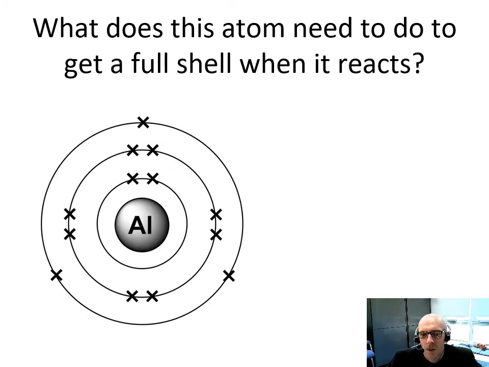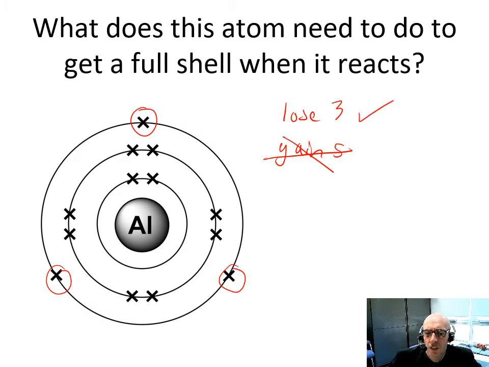Next. What does this one do to gain a full shell? And you can have some thinking time now while you're counting them up. What's the easiest way here? If you need to pause these before I reveal my answer because you're counting, just pause. It's a video after all. And the answer is it has 3 on the outside. Therefore, does it lose 3 or does it gain 5? And from rule number 10, it will do whatever is easiest. It loses 3. Aluminium will lose 3 electrons.